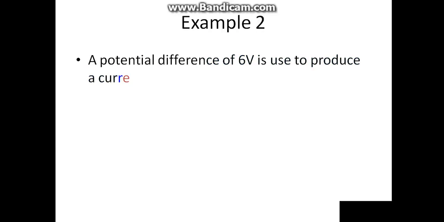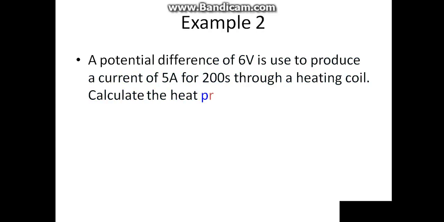Example 2. A potential difference of 6 volts is used to produce a current of 5 amp for 200 seconds through a heating coil. Calculate the heat produced. Solution. Heat produced is equal to IVT, which is equal to 5 times 6 times 200 joules, which will give us 6,000 joules.